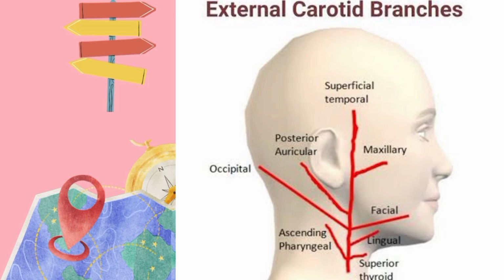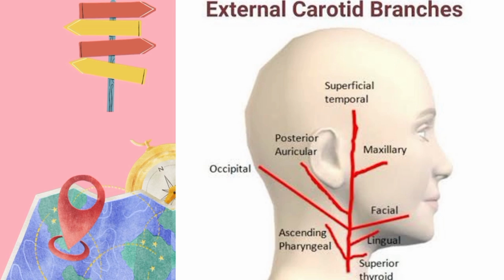There is only one medial branch, that is ascending pharyngeal artery, which actually runs parallel to the SCM, that is sternocleidomastoid muscle. Then come 2 posterior branches. Both of them run along the border of posterior belly of digastric. At the lower border, occipital artery is there, and at the upper border, posterior auricular artery is there.